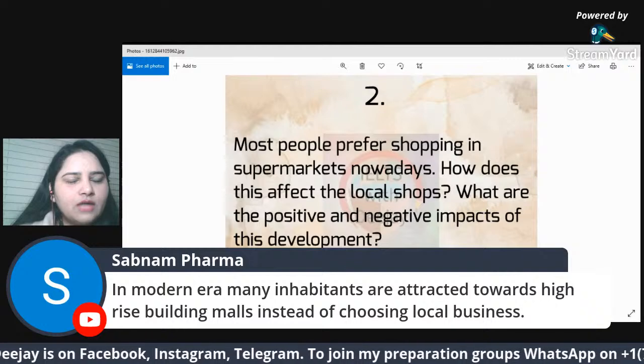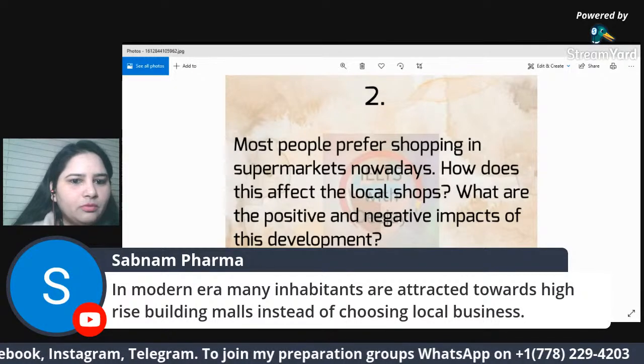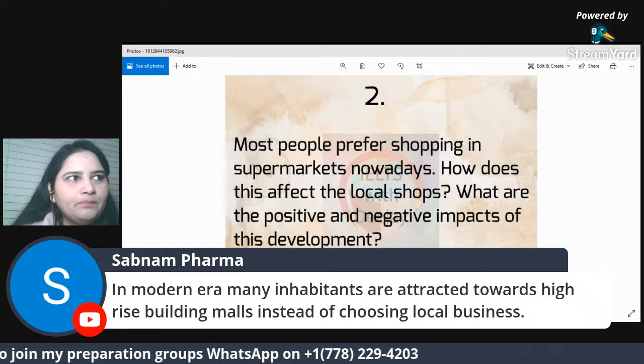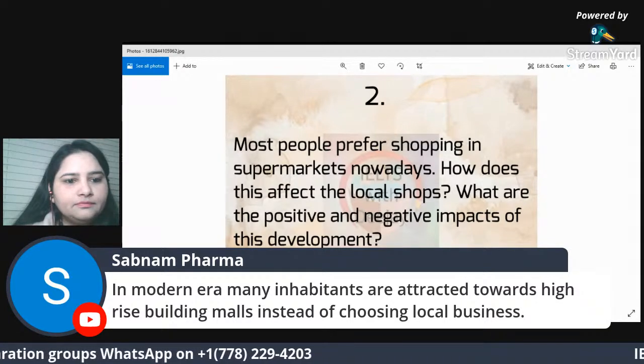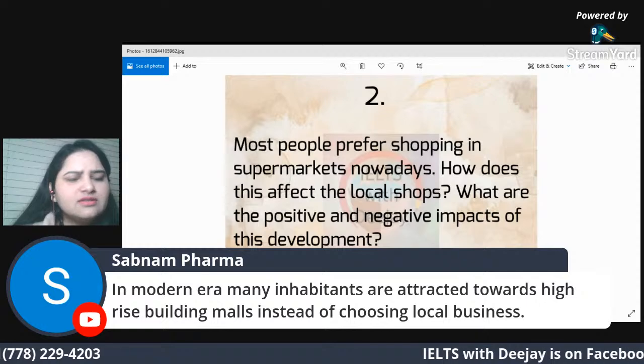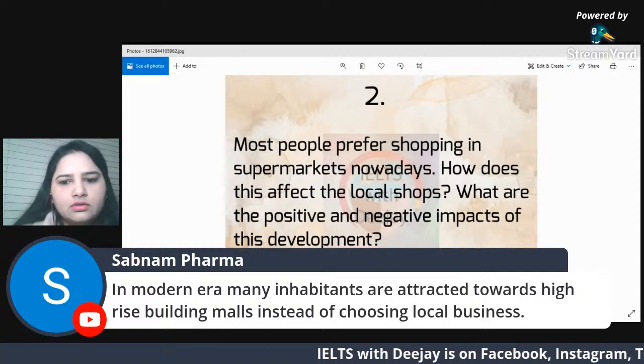High-rise building malls. I do not think this would be appropriate. You can simply say supermarkets, or you can say malls, newly emerging malls. This is something you can do.